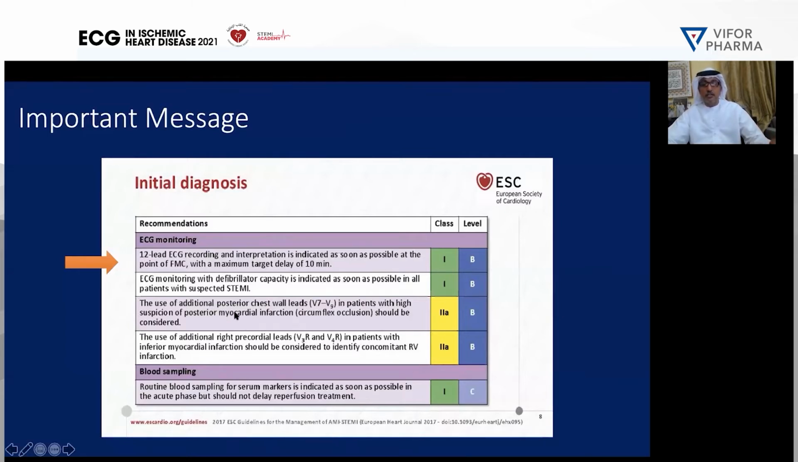Additional posterior leads in patients with high suspicion of posterior infarction are also important. Right-sided leads can help in diagnosing RV infarction.